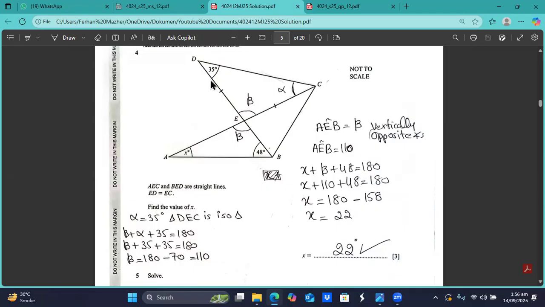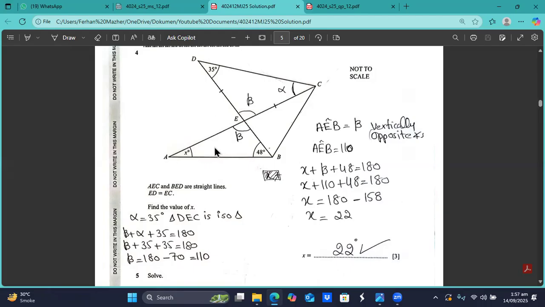The alpha will be equal to 35 because this triangle, the name of the triangle is DEC, is an isosceles triangle. They told us that this and this side are equal. So this is an isosceles triangle. So alpha is 35. Then I will find this beta. Beta plus alpha plus 35 will be equal to 180. So alpha is 35, so beta will be equal to 180 minus 70, that is 110. So now I know this angle is 110. So this angle will also be 110 because they are vertically opposite. So the angle AEB will also be 110.